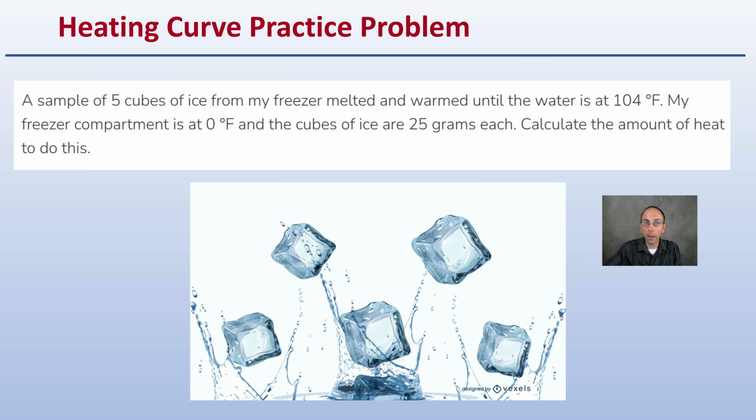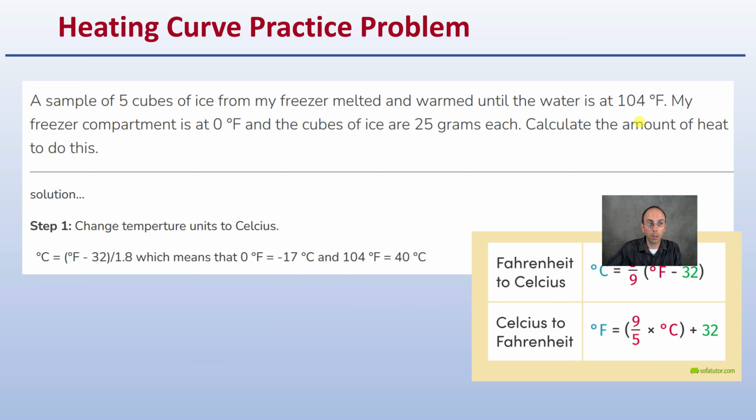So let's go through another practice problem here. A sample of 5 cubes of ice from my freezer melted and warmed until the water is 104 degrees Fahrenheit. My freezer compartment is at 0 degrees Fahrenheit, and the cubes of ice are 25 grams each. Calculate the amount of heat to do this. Let's go through this basic process here. Again, we're going from a freezer temperature, 0 degrees Fahrenheit, all the way up to 104 degrees Fahrenheit.